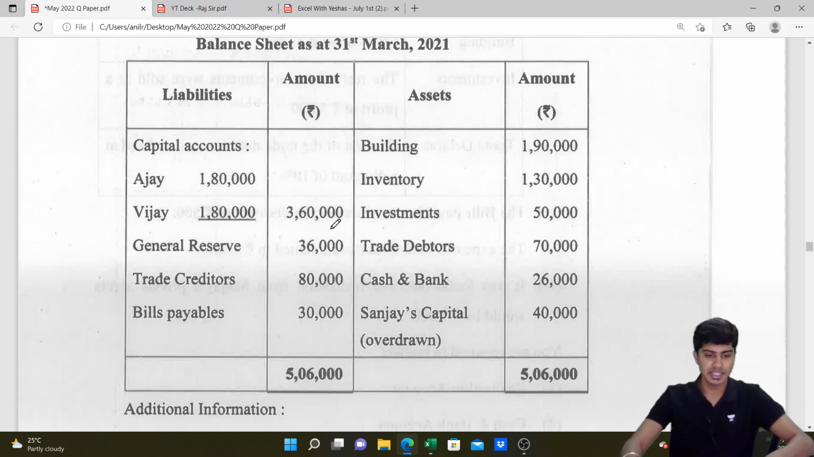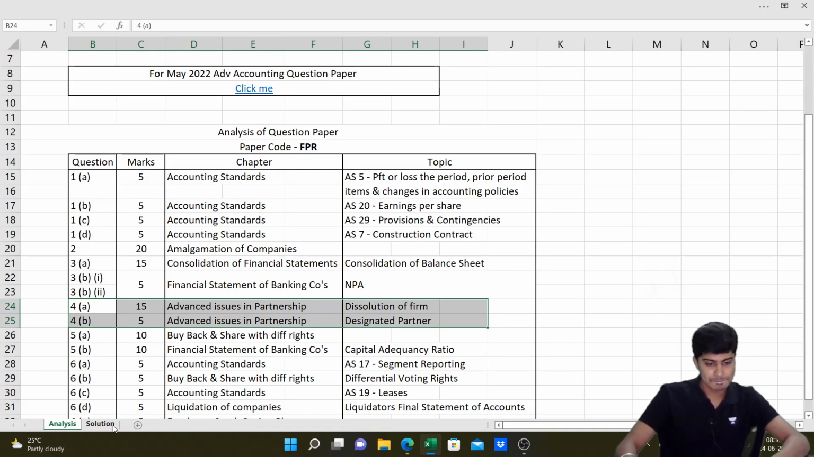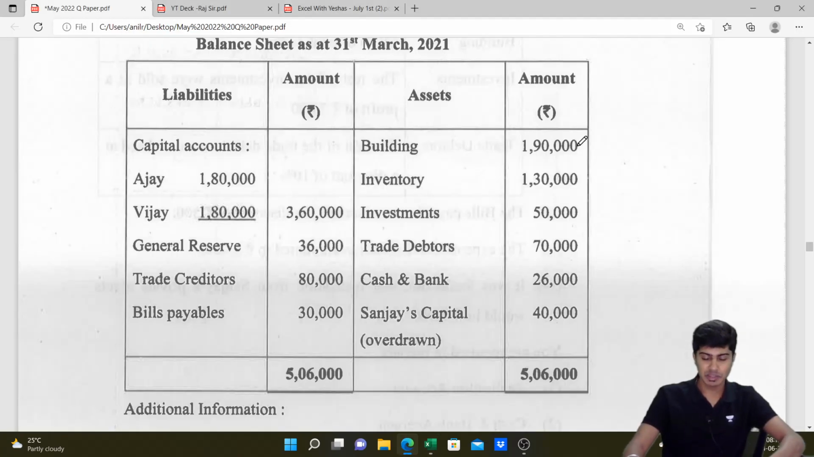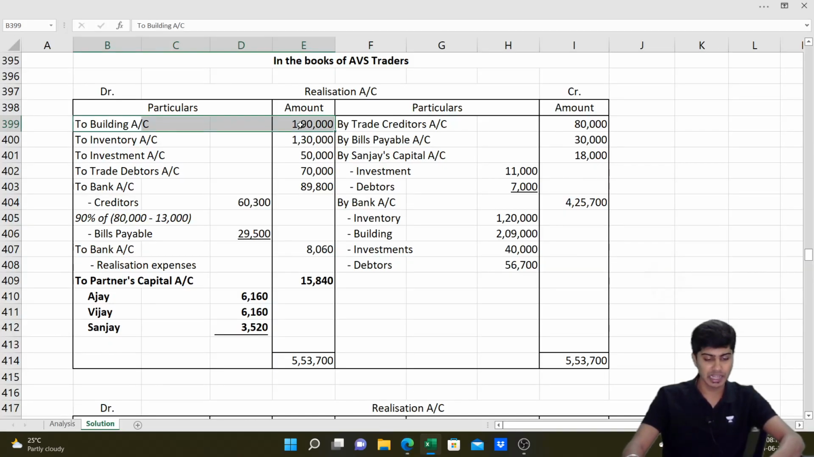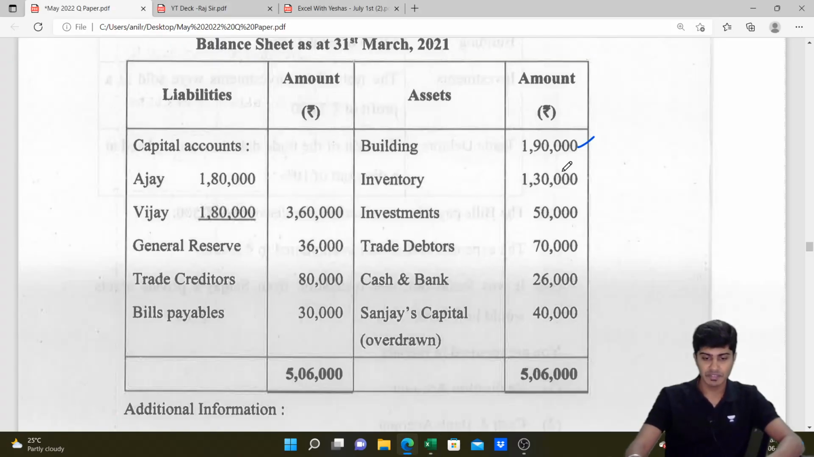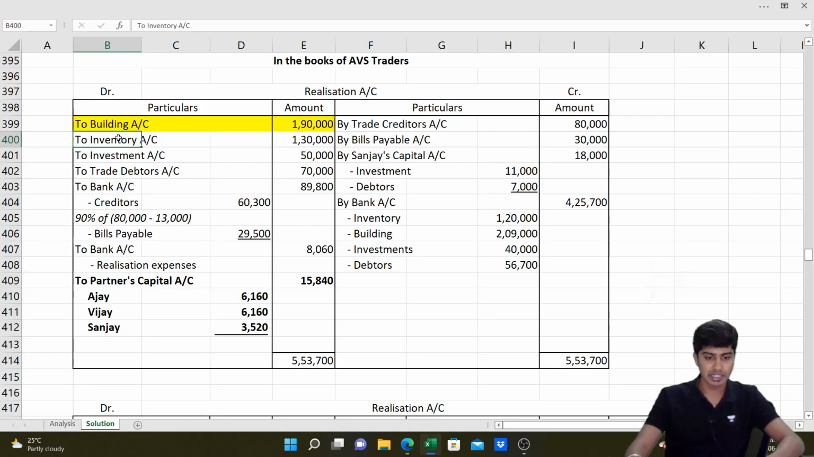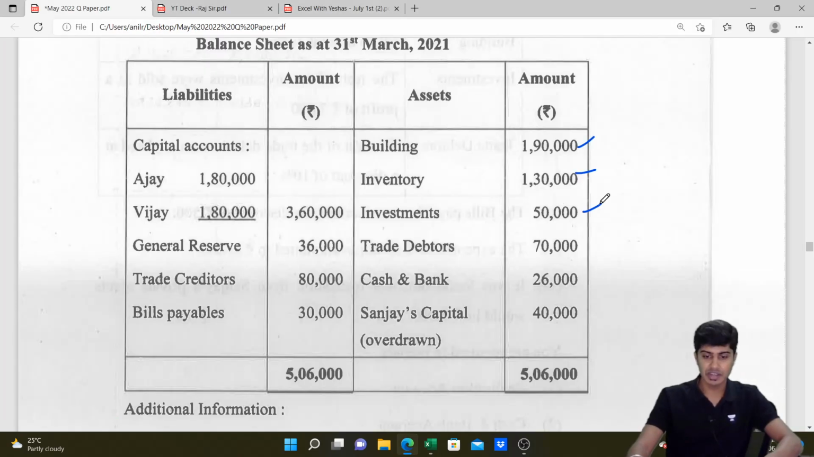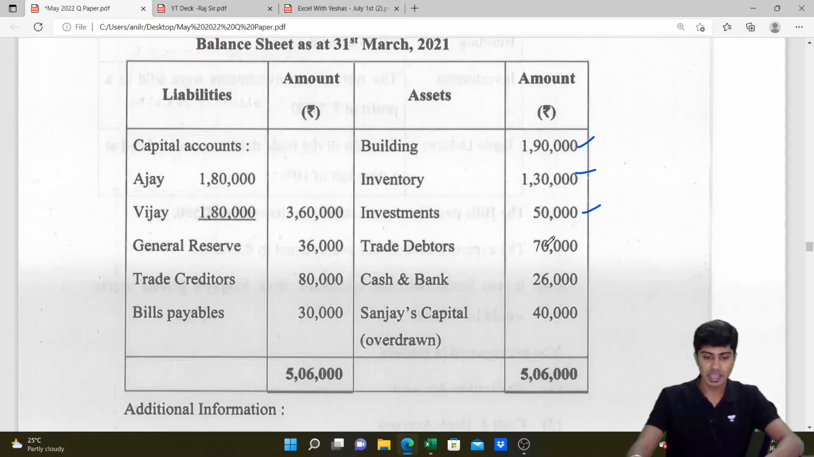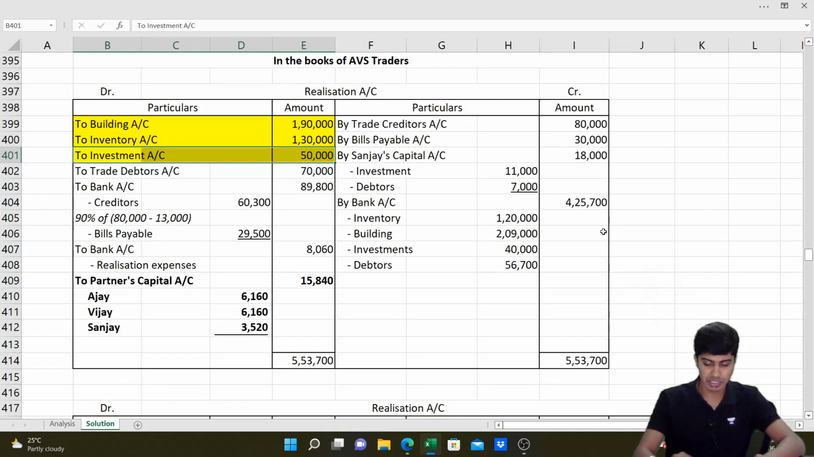Chalo. Let's quickly see the answers now. For 4A, to start with, building 1,90,000 rupees is posted. I'll mark it yellow the moment I finish it. Then we have inventory 1,30,000. I'll post this 1,30,000 inventory to the realization account debit side. Then we have investments 50, transferred to realization. Then we have trade debtors 70.